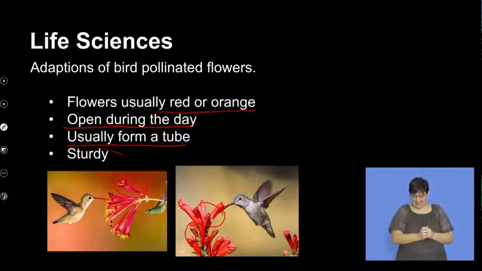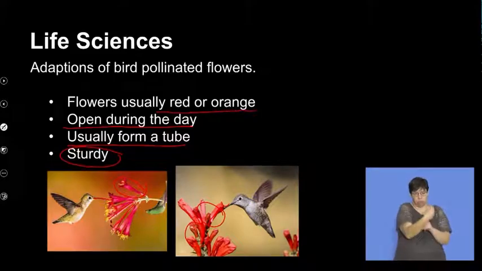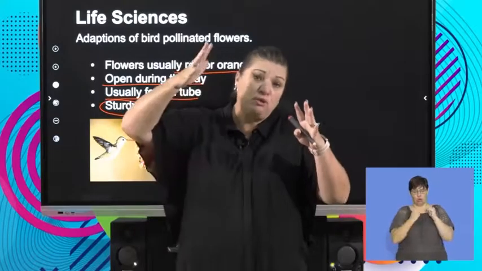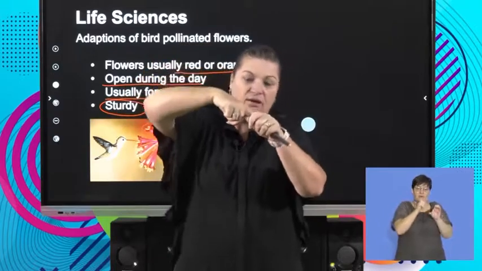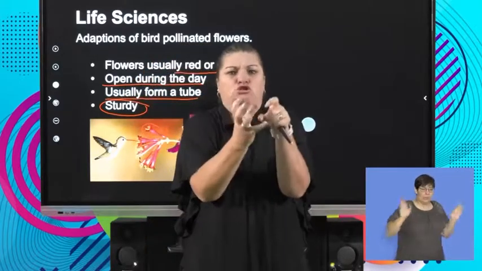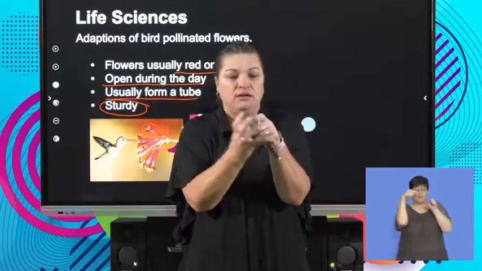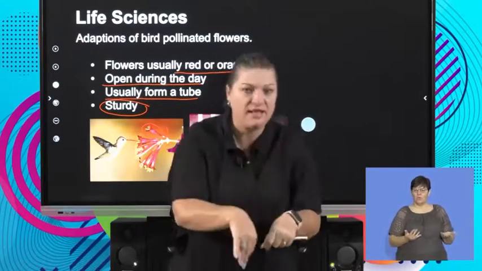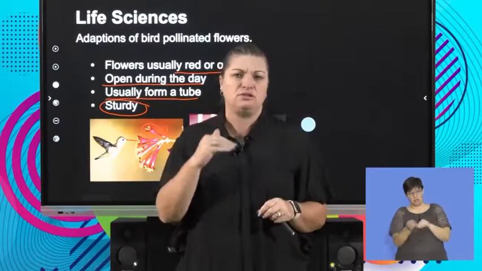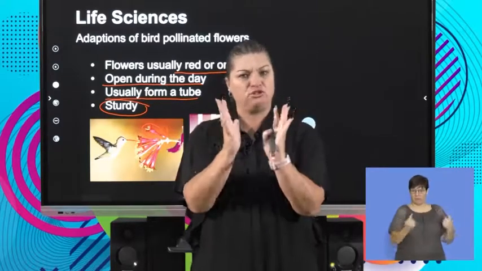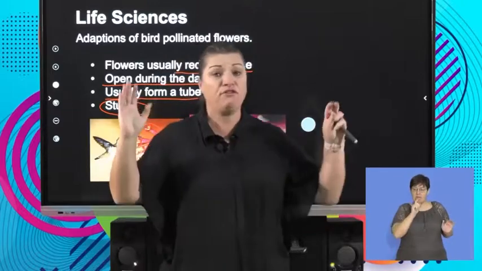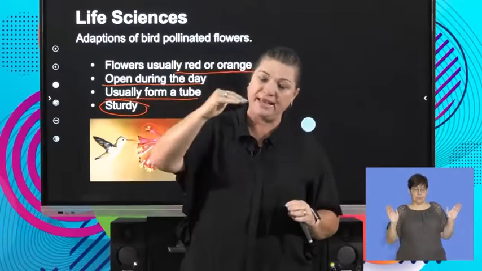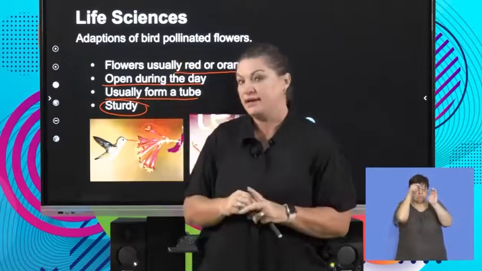But the flowers must be sturdy. What do we mean by sturdy? Sturdy means strong. You've got this bird hovering, and it needs to get its beak into the flower. If the flower wasn't strong and sturdy, it would flop over, and the bird would never be able to get to it. So you want a flower that's strong. It's usually upright. So as you can see, when the bird hovers, the beak can fit in nice and easily.